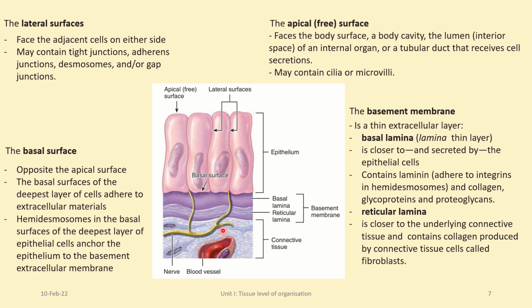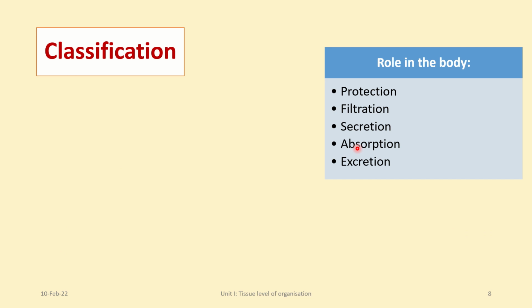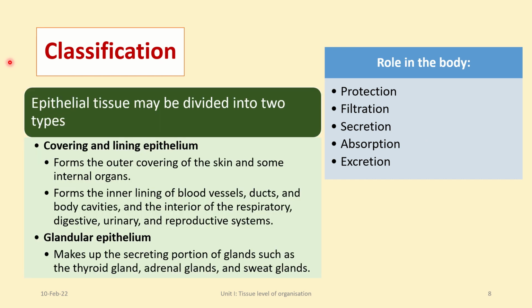So I hope here we understand what the epithelial cells look like, what their basic surfaces are, the apical surface, the lateral surface, the basal surface and the basement membrane, and their basic roles, which are to act as a selective barrier, to have a protective barrier and to also be responsible for secretion. Now that we know that it has all these roles in the body, let's take a brief classification of the types of epithelial tissues. The epithelial tissues can be classified into two types.